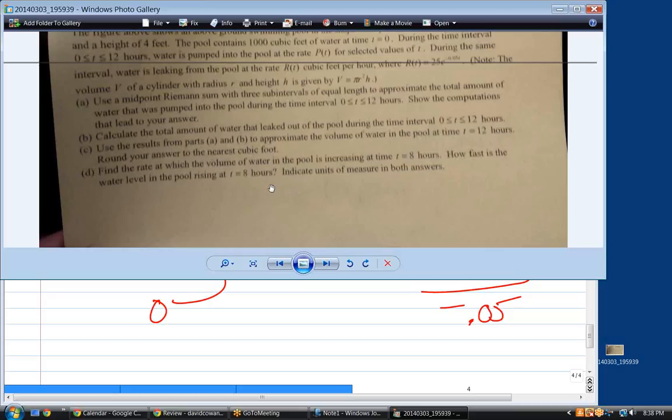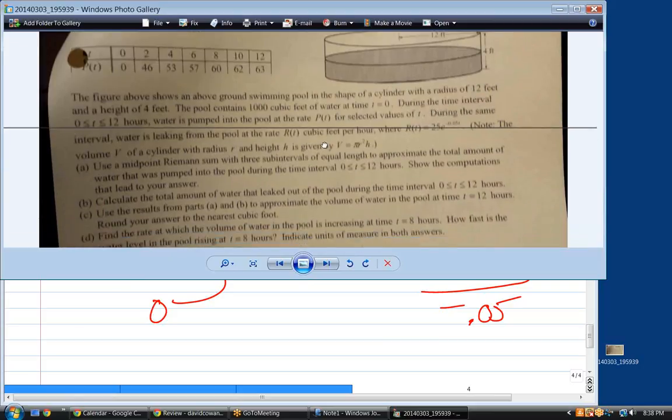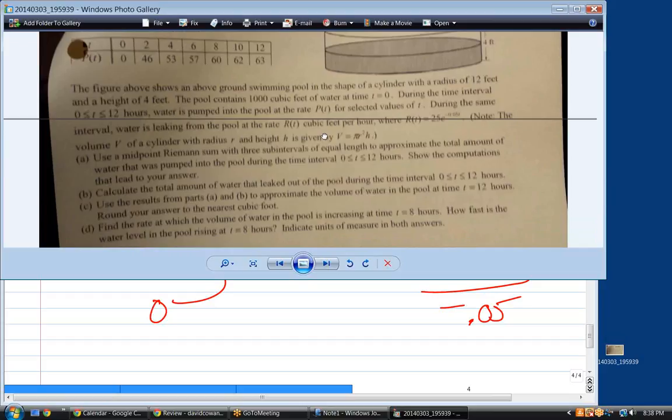So first of all, let's figure out the rate that the volume of the water in the pool is increasing at t equal 8 hours. How am I going to do that? At 8 hours, could we do the two numbers to the left and the right of it? Well, we actually have a value at 8 hours of how fast water is coming in.